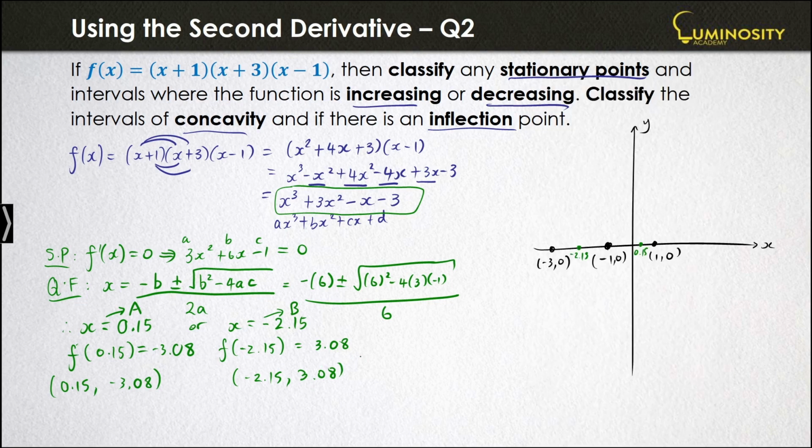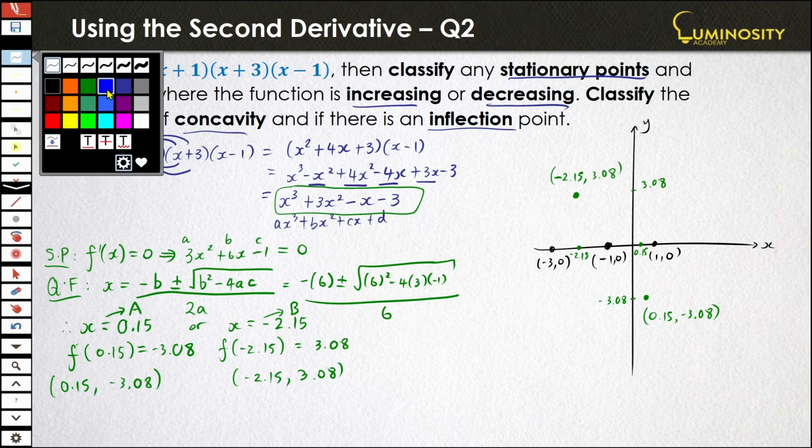Okay, so let's go ahead and get a rough sketch of that. So negative 3.08 will be somewhere here, positive 3.08 will be somewhere up here. So that associates with that stationary point, and up here with that stationary point. So let's label 0.15, negative 3.08, and then over here, negative 2.15, and positive 3.08. Okay, so we're drawing better and more accurate versions of this cubic function.